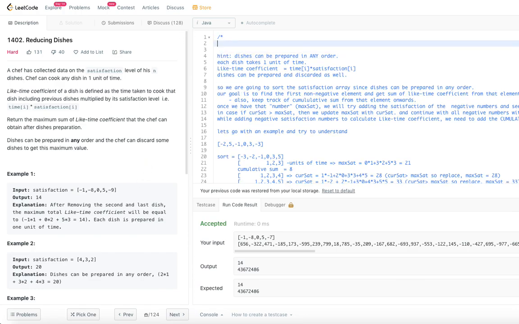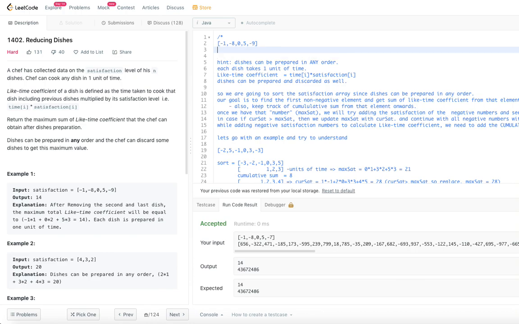So here, the first dish will take 1 unit of time. The second dish also takes 1 unit, but what we are saying is it should include the previous dishes' time also. So that's why we will say 3. Likewise, this is 3, this is 4, and this is 5. If you want to prepare this dish, it will take 5 units of time. If you want to prepare this dish, it will take 4 units of time.